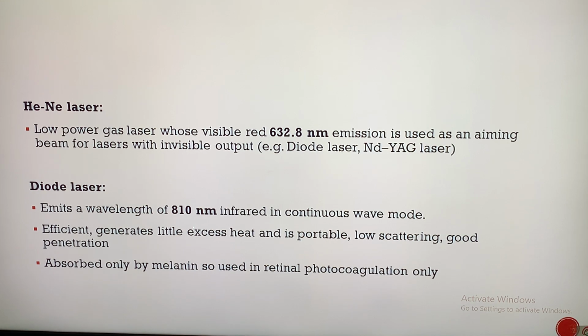Diode laser has a wavelength of 810 nanometers. Its mode is continuous wave mode and it generates little excess heat. It is very portable. It has low scattering and good penetration. It is only absorbed by melanin, which is present in the retinal pigment epithelium and the choroid.